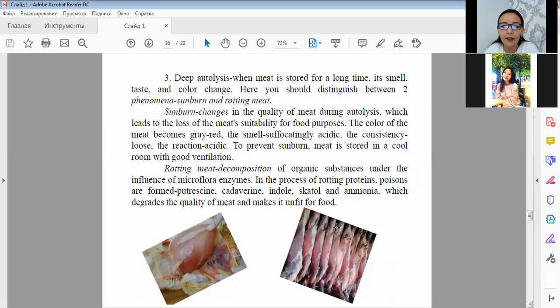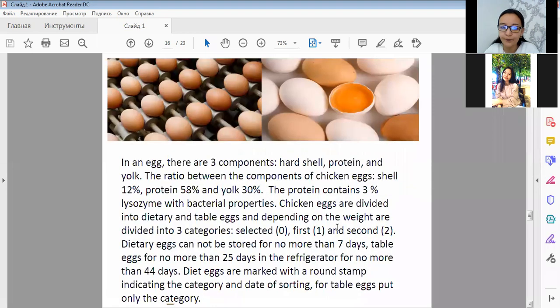And then in the next change, in the rotting meat, decomposition of organic substance under the influence of microflora enzymes, and in the process of rotting proteins, poisons are formed: putrescine, cadaverine, indole, skatole, and ammonia, which degrade the quality of meat and make it unfit for food.